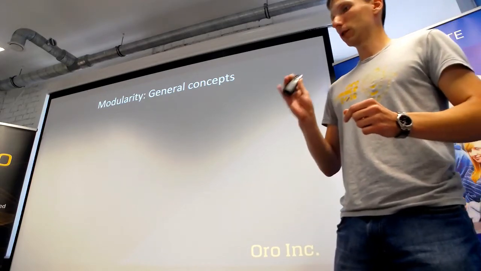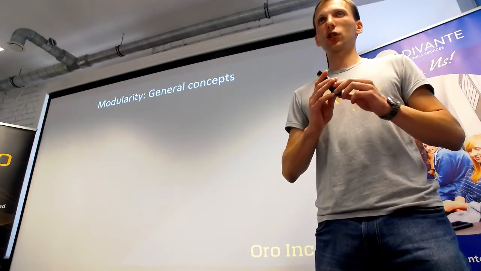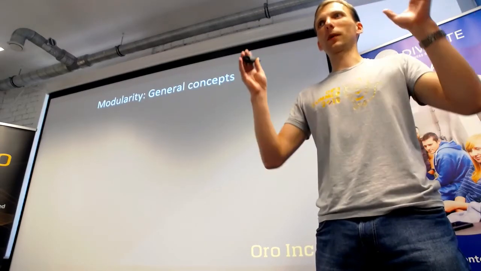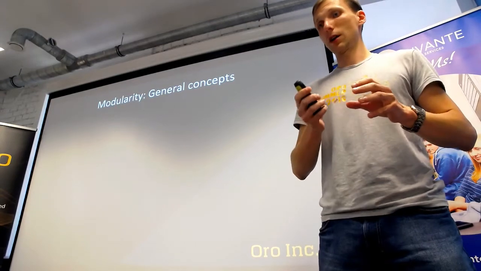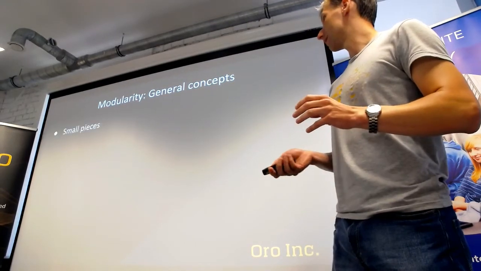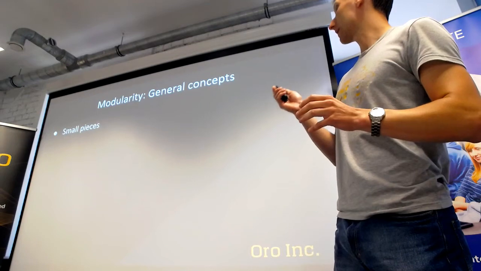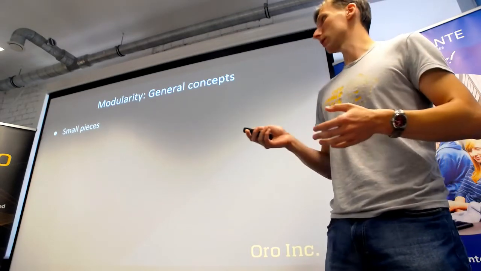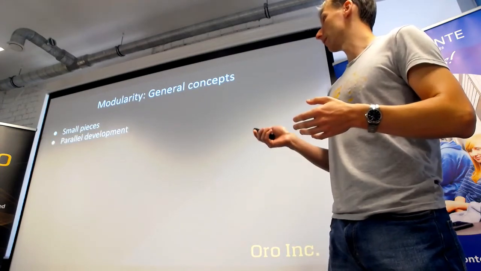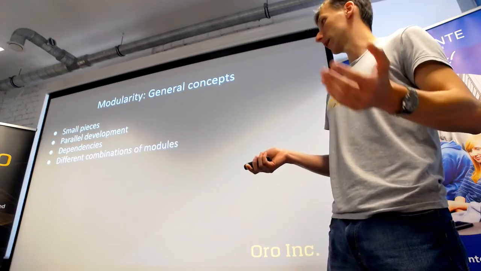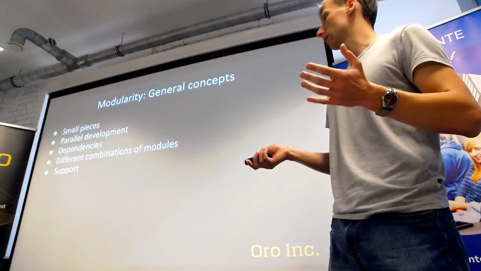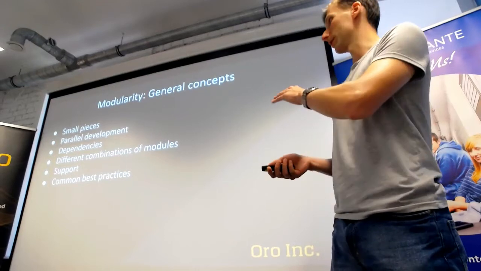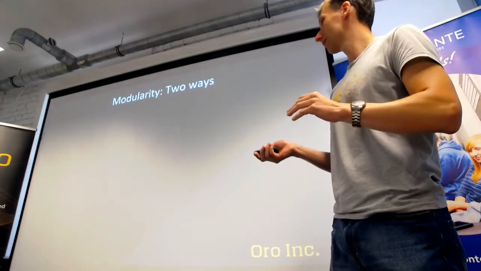Talking about modularity, we are building applications which consist of several modules. You can install a couple of modules together, the application will work, and depending on the modules, it will have different functionality. There are several concepts we usually follow when working with a modular application: small pieces, parallel development, dependency management, different combinations of modules, support, and of course standard common best practices with architecture. I'm going to follow this table of contents during the presentation.